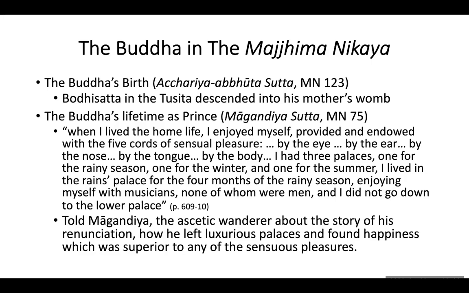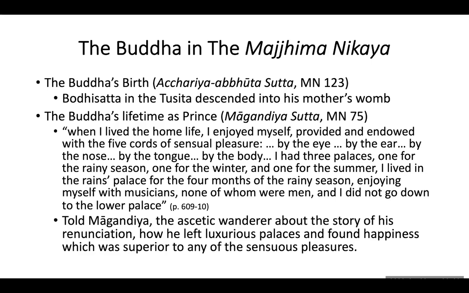In Acchariya Abbhuta Sutta, which is Majjhima Nikaya 123, the Buddha was a bodhisattva who lived in the Tusita heaven. Once the bodhisattva passed away from the Tusita heaven, he descended into his mother's womb. This sutta praises 20 marvelous attributes of the Buddha from the conception until the birth of the Buddha.